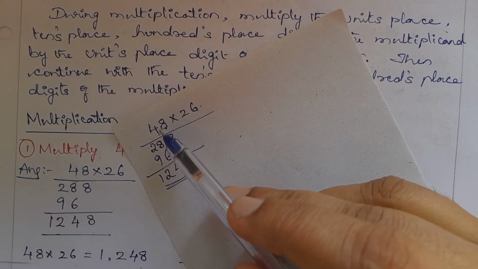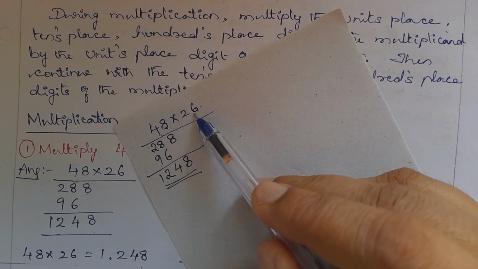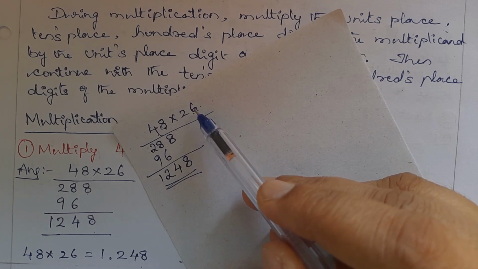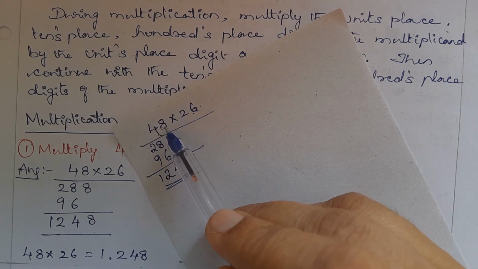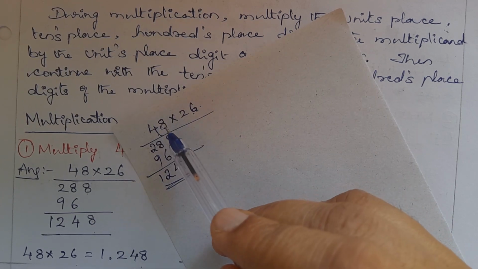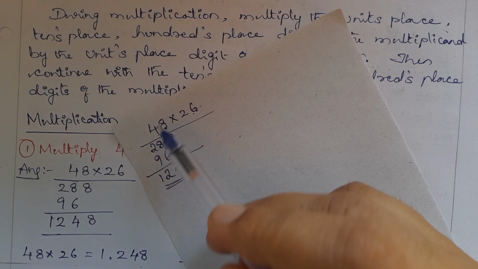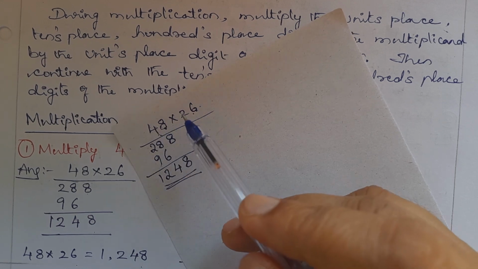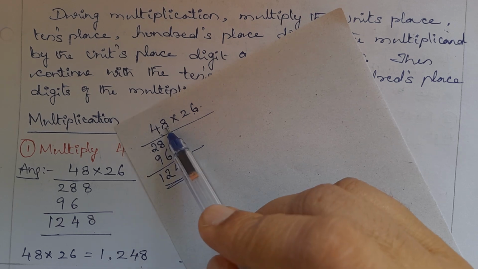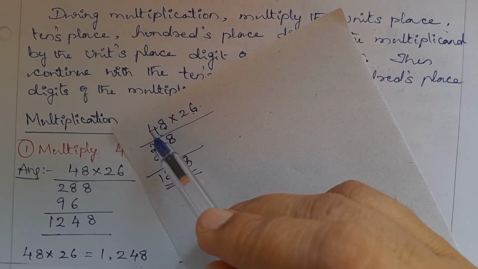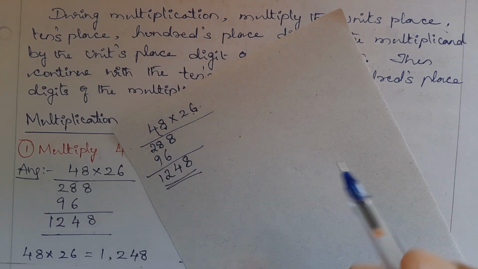So 1248. This is the multiplicand, this one is the multiplier. So multiplier unit digit is multiplied with multiplicand unit digit. After that, tens place. Similarly, tens place multiplier is multiplied with multiplicand unit digit and also tens place.